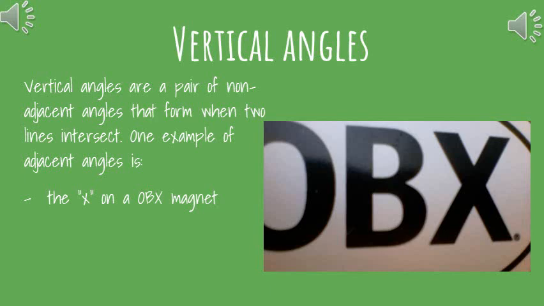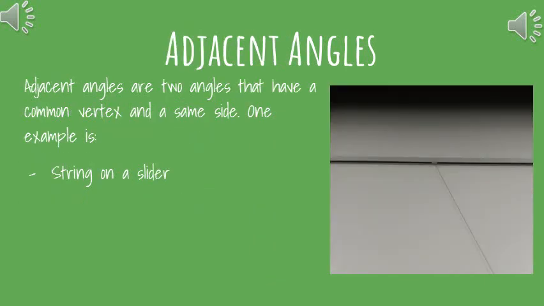Vertical angles are a pair of non-adjacent angles that form when two lines intersect. One example of vertical angles is the X on an OPX magnet. Adjacent angles are two angles that have a common vertex and a common side. One example is string on a slider.